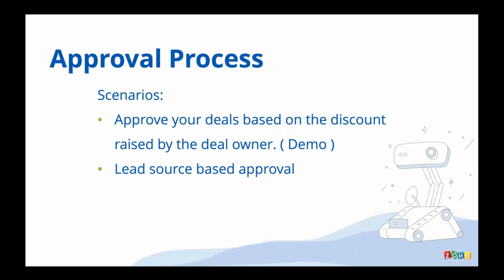So the next one is approval process. Most of you know about that. It's a business process management tool. It's a feature through which you can go through the process step by step. So the scenario which I have taken is approving your deals based on the discount raised by the deal owner. That is the demo I'm going to give. And lead source based approval. So based upon the lead source, if you want to approve, that can be done.